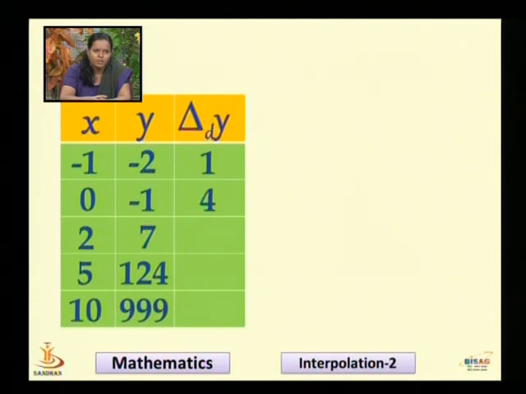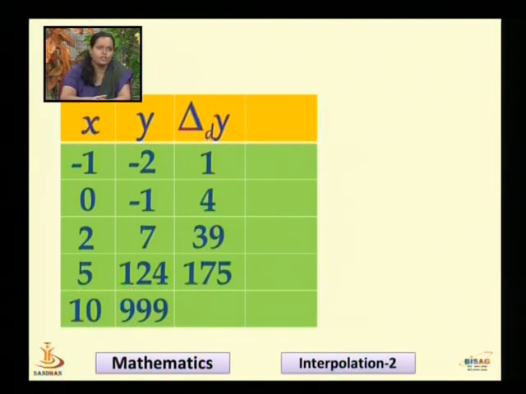that is 4. The first order divided difference at the third point is 124 minus 7 divided by 5 minus 2. The answer is 39. Same way 999 minus 124 divided by 10 minus 5. The answer is 175. Let us construct the second order divided differences.